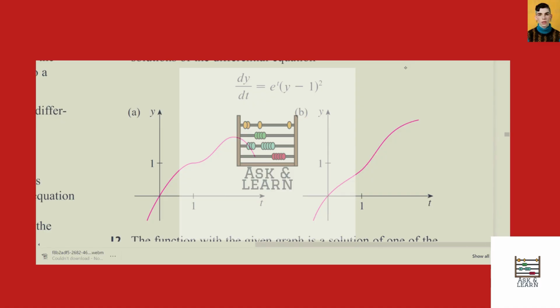Hi, I'm going to solve question 11 from section 9.1 of Stewart's calculus. This question asks us to show that these two graphs cannot be a solution of the given differential equation. For solving this question, we don't need to solve the differential equation. We can just use the properties of the first derivative.